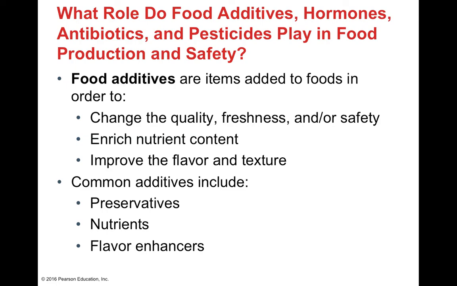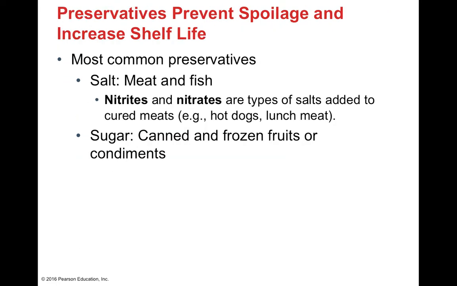All right, so to address the question concerning food additives, hormones, antibiotics, and pesticides and the role that they play in food production and safety, we're going to first start by discussing food additives. Food additives are any item that's added to a food in order to change the quality, freshness, or safety of that item, or something that's added to enrich the nutrients, so fortified foods, for example, or to improve the flavor or the texture. Oftentimes, additives are going to include preservatives, flavor enhancers, and nutrient additives.